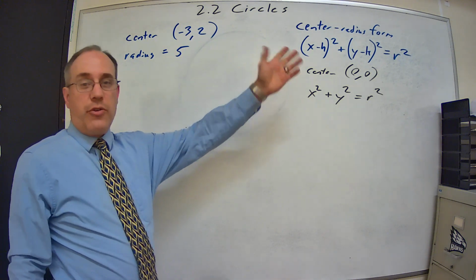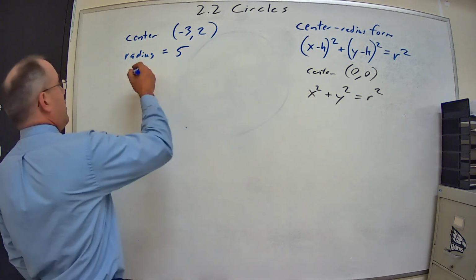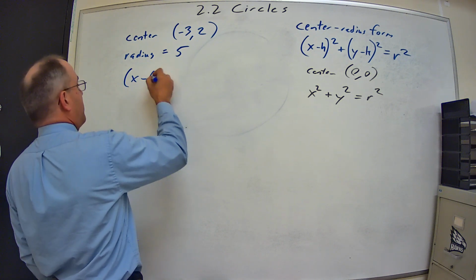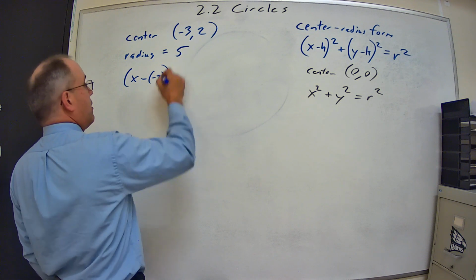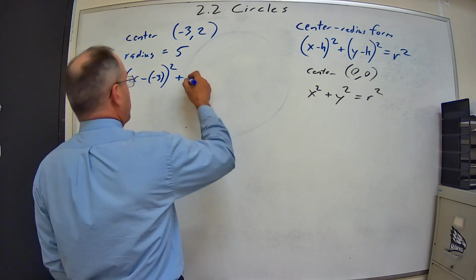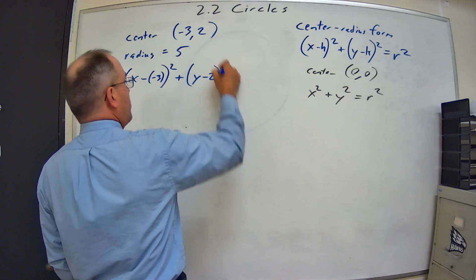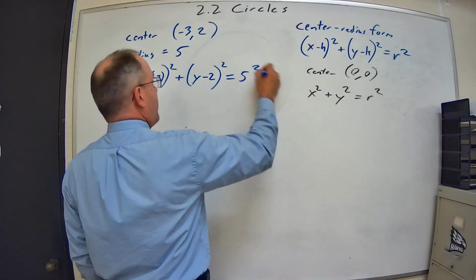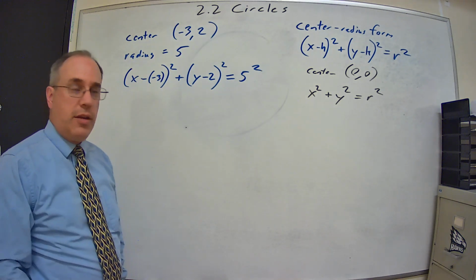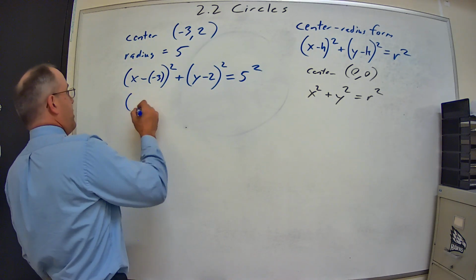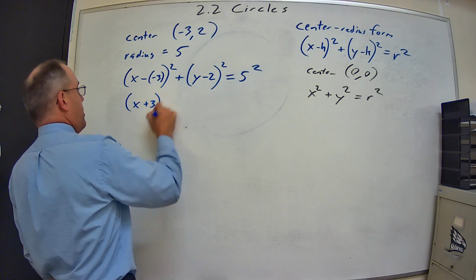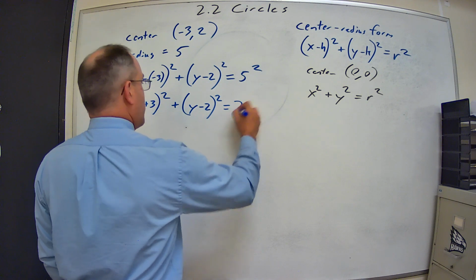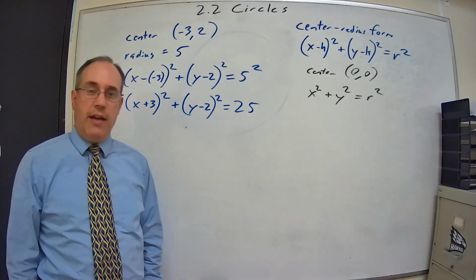then according to the center radius form, we can write the equation as x minus negative 3 squared plus y minus 2 squared is equal to 5 squared. Simplified, we could make that x plus 3 squared plus y minus 2 squared is equal to 25.